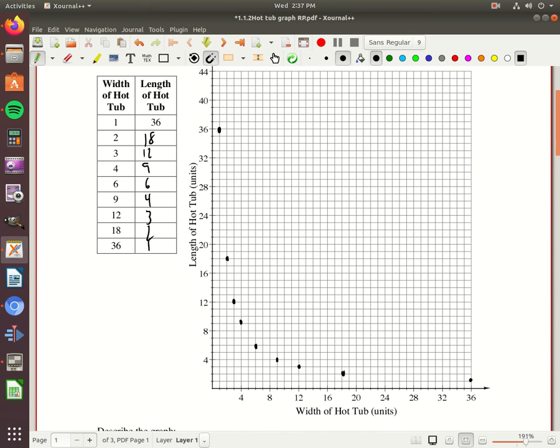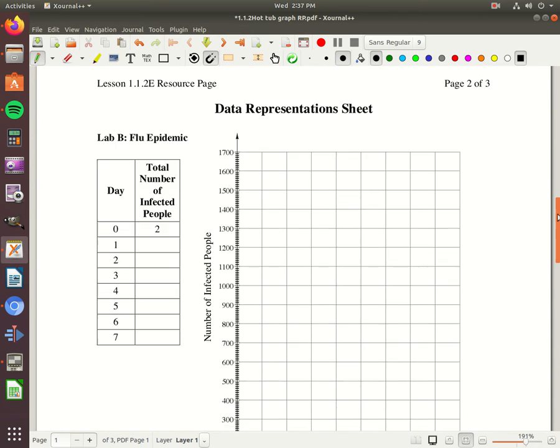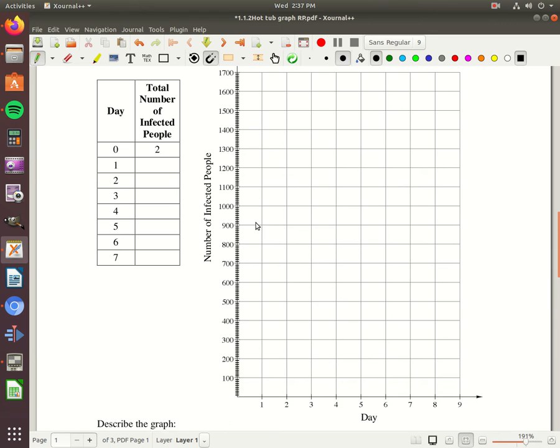Now, for the flu epidemic, we could represent that on this. We had 6, 18, 54, 162, 486, 1458, and 4374. So I won't be perfect on this, but 0 to... you can see our scale is so big, it's going to be hard to figure out exactly where 2 and 6 are, but we know that they're slowly rising.